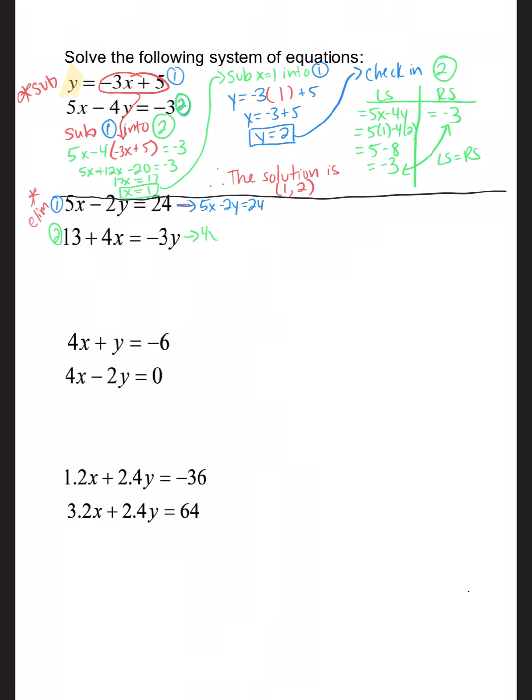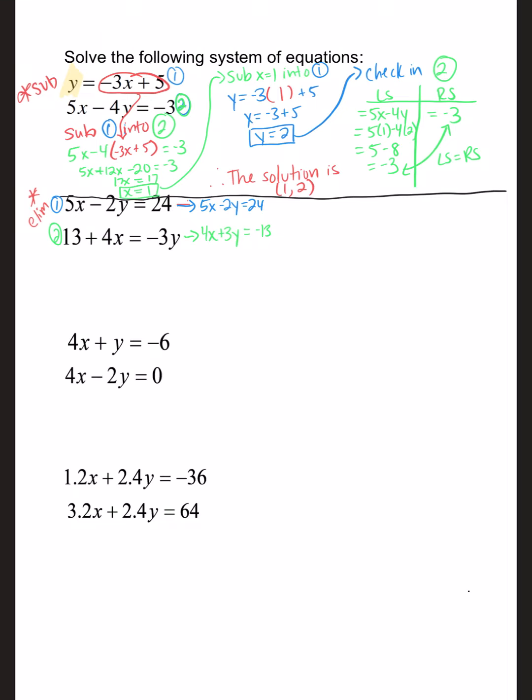So we'll leave the 4x on the left, we'll add our 3y to the left, and then we'll bring our 13 to the right by subtracting it. Now in this case, we haven't seen an example in our notes, you would have in your homework, but we're going to need to multiply in order to get the magnitude the same on either our x or our y. And since my y's are smaller, I'm going to go with my y's because it looks like, unfortunately, I'm going to have to multiply both equations.